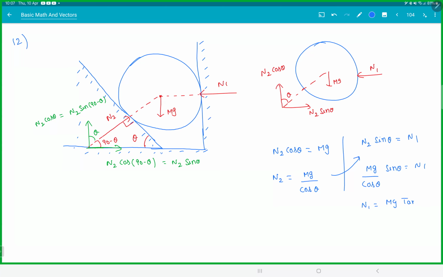This is mg tan theta. Clear, everyone? Got this? N1 will become 0, right? Why? Because it is perpendicular and cos 90 will be 0. These two are balancing, right? I didn't understand. Sorry. What do you mean, balancing? What are you talking about? N2 sin theta here is balancing N1. What 0?